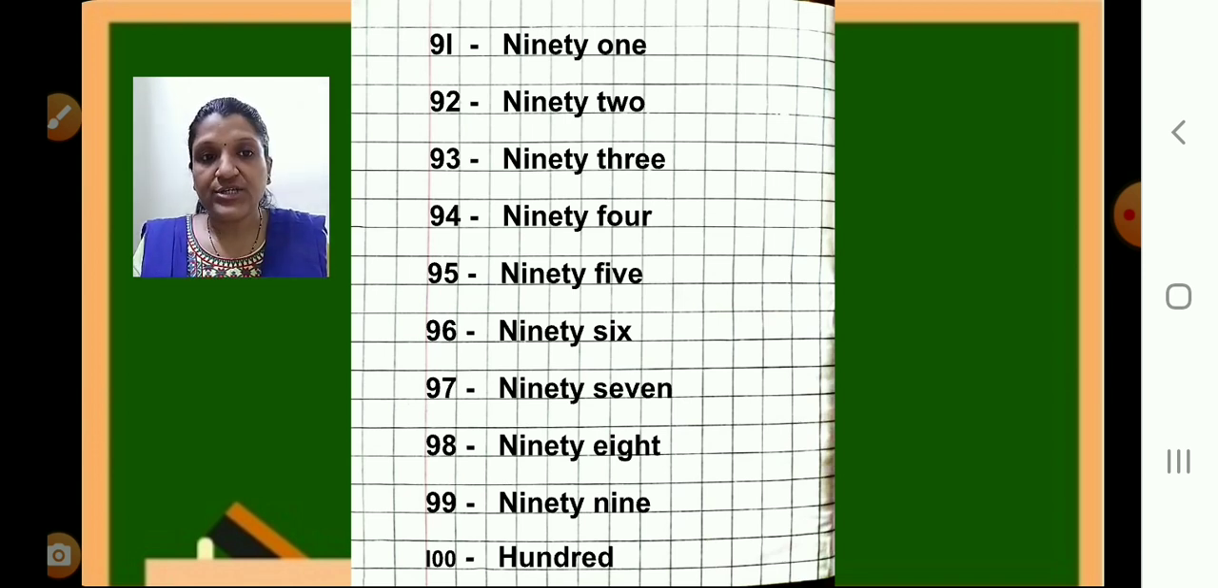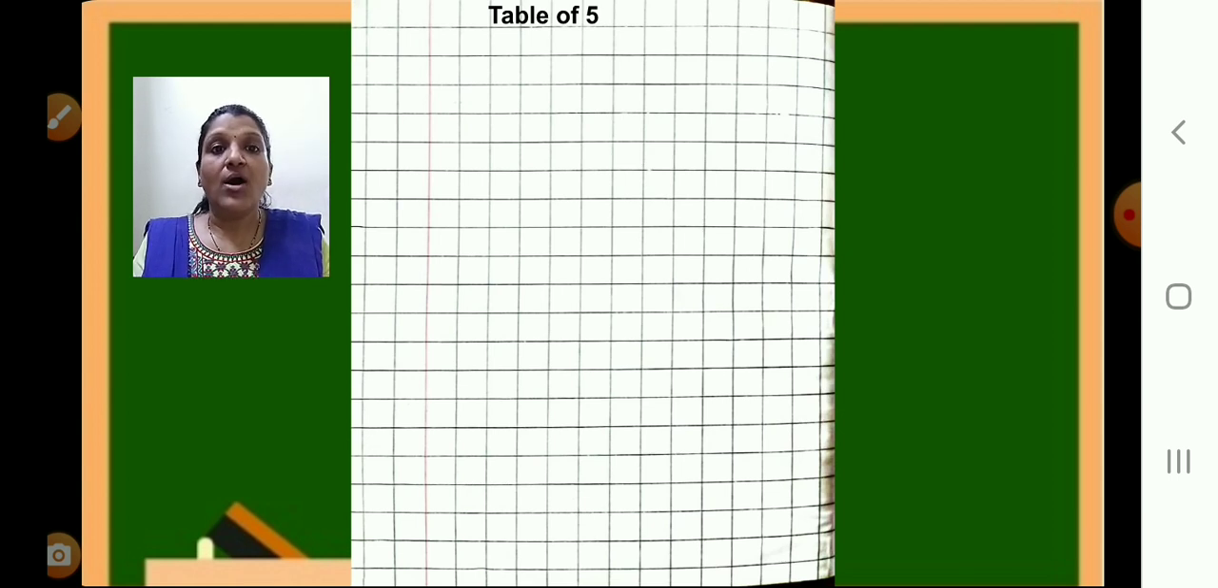Then put dash and write HUNDRED. Number name of 100 is HUNDRED. Have you completed, children? Very good. Now here we complete writing number names from 71 to 100. Now next page we will start table of 5.